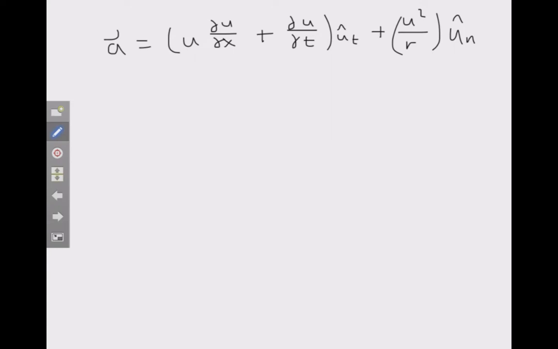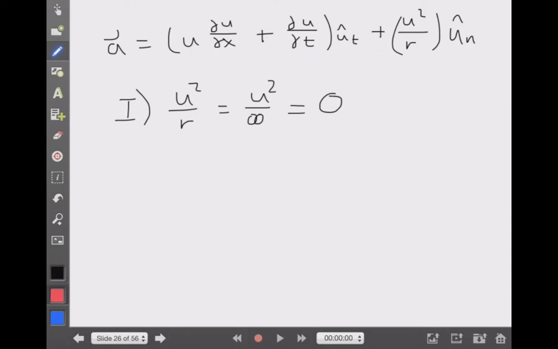So let's actually just start from the right-hand side. The first term is u squared over r, and we know that this is u squared over infinity, which is going to make this 0. So there's no centripetal acceleration, and there will be no normal component to it, since it's not curving. The second term is the local, and we note that u is not a function of time, it's only a function of x. So this is also equal to 0.